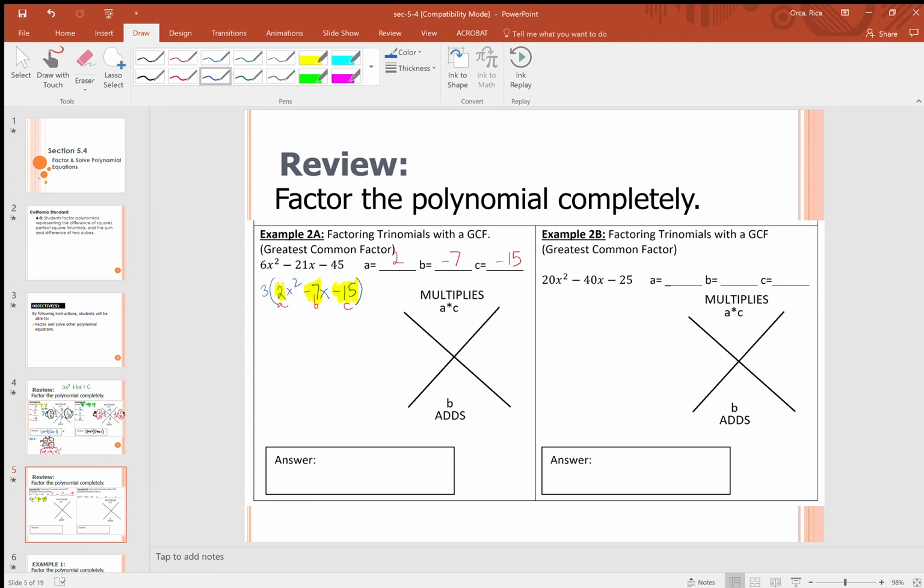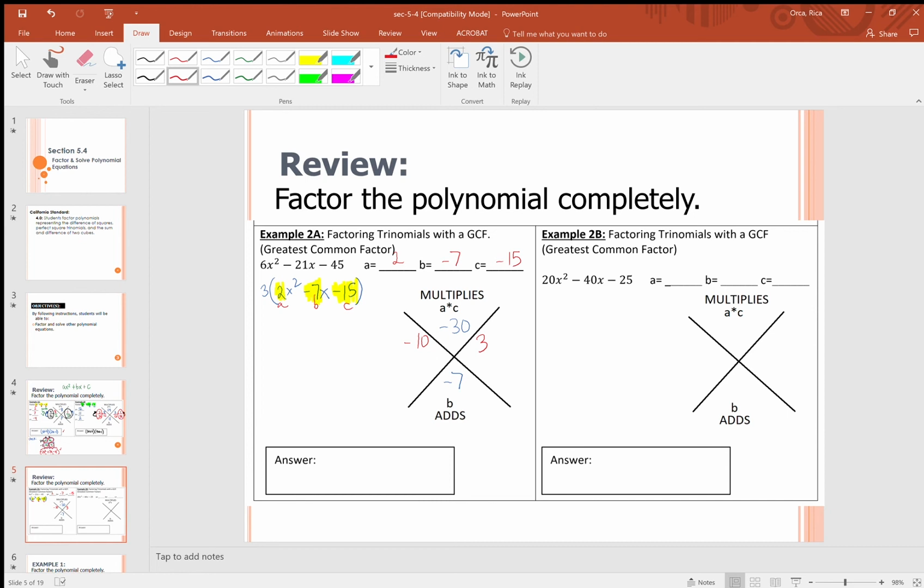Okay, now let's use our x. We need to take our a and c values, which are 2 and negative 15, and we need to multiply them. 2 times negative 15 is negative 30. At the bottom of our x, we're going to write down negative 7. Now we need to think of two numbers that'll multiply to negative 30, but will add up to negative 7. I'll give you a few seconds to think of those two numbers. Those two numbers are -10 and 3. -10 times 3 is -30. -10 plus 3 is -7.